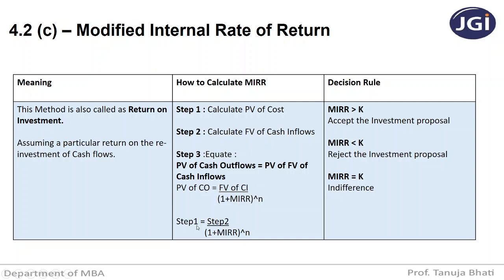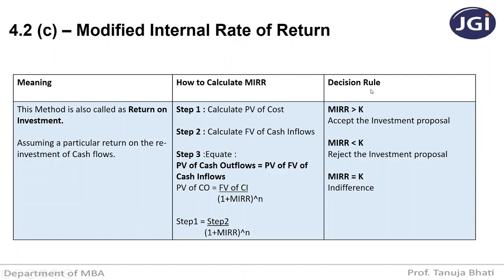So PV of cash outflow is derived in step 1. Then future value of cash inflows is derived under step 2, divided by (1 plus r) raised to n. N will be given in the problem. Substitute the figures and you will get the value of the modified internal rate of return.